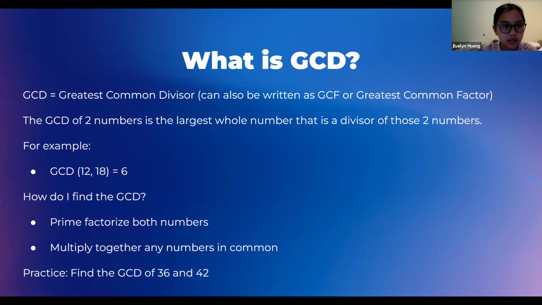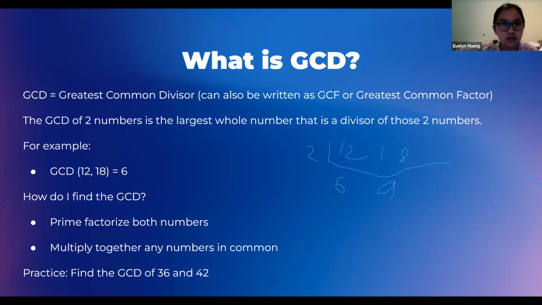So basically, you draw an L, and if you take 12 and 18, you can find any number that's divisible into both of them. Let's say you put 2. 12 divided by 2 is equal to 6, so you put 6 under 12. And then 18 divided by 2 is equal to 9, so you put 9 under 18.